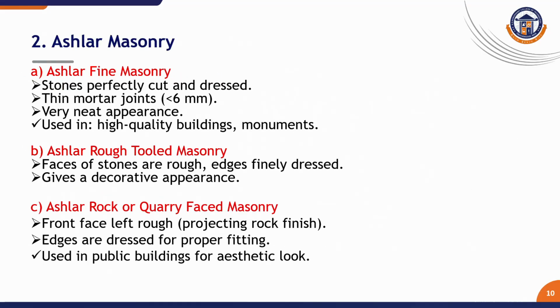The second classification is ashlar masonry. That ashlar masonry is divided into four different categories. First one is ashlar fine masonry. Second one is ashlar rough tooled masonry. Then ashlar rock or quarry faced masonry.